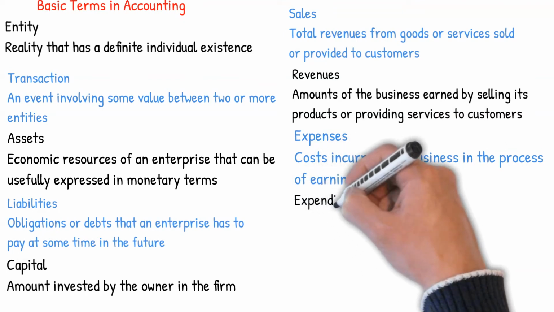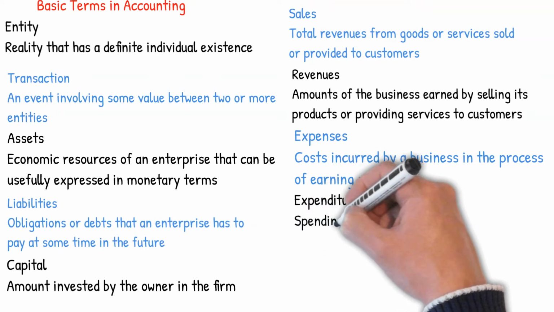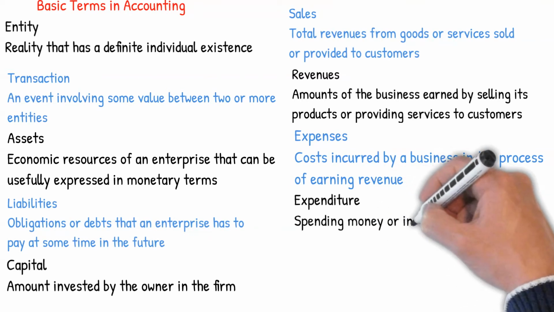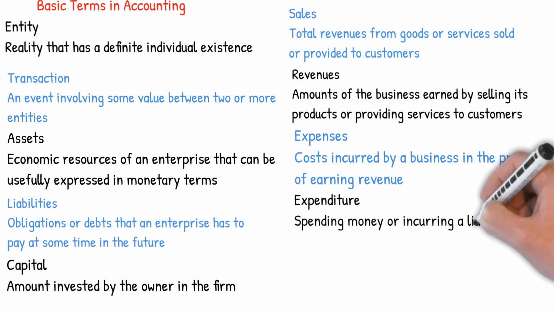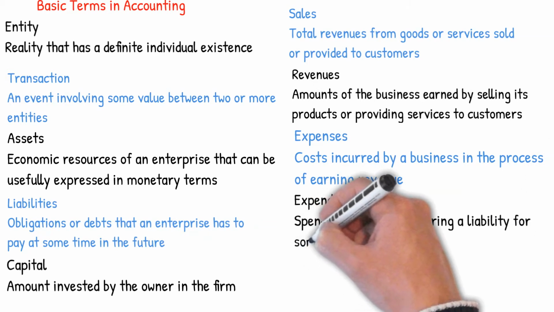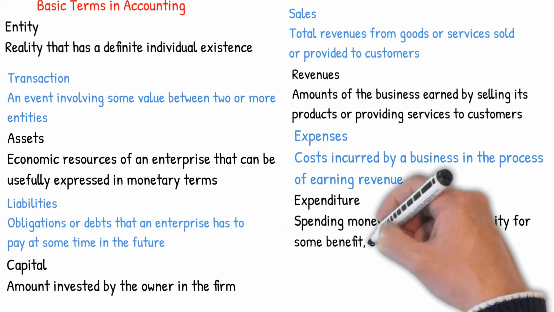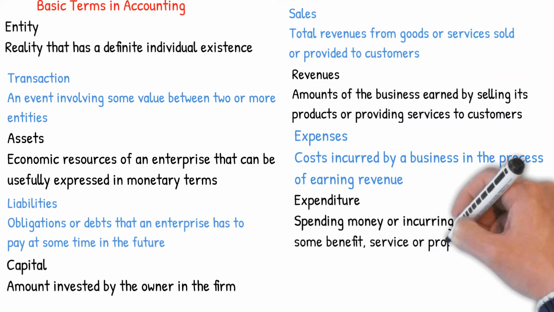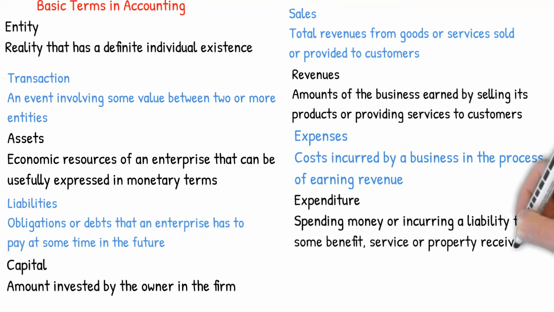Expenditure. Spending money or incurring a liability for some benefit, service, or property received is called expenditure. Purchase of goods, purchase of machinery, purchase of furniture, etc. are examples of expenditure. If the benefit of expenditure is exhausted within a year, it is treated as an expense, also called as revenue expenditure. On the other hand, if the benefit of an expenditure lasts for more than 1 year, it is treated as an asset, also called as capital expenditure.